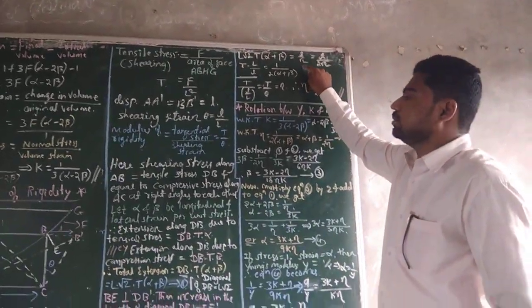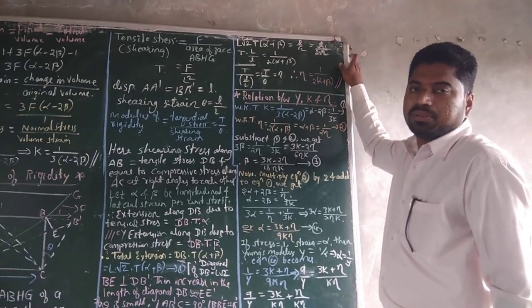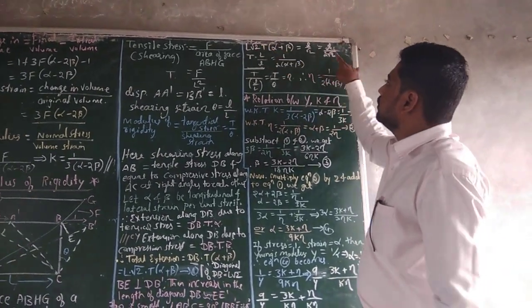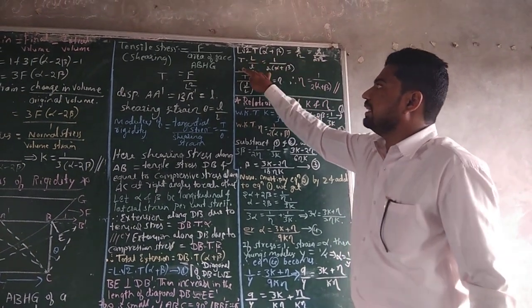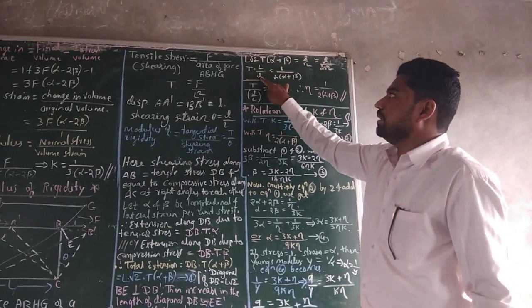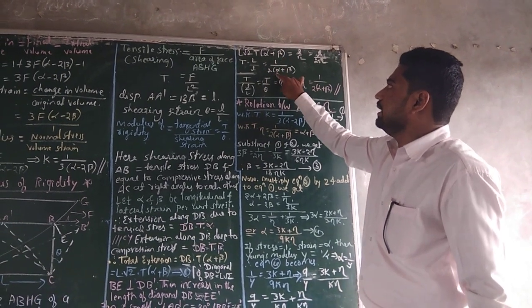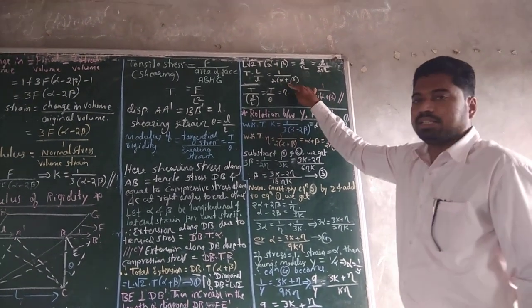Okay, you have to write root 2 also, 2 into root 2. Here root 2 cancels. The remaining term is T into capital L. Take the small l to the LHS side. It becomes T into capital L by small l, which is equal to 1 divided by 2 alpha plus beta.